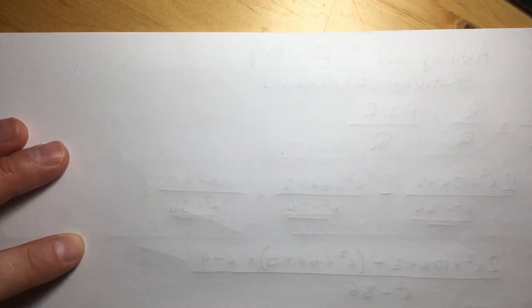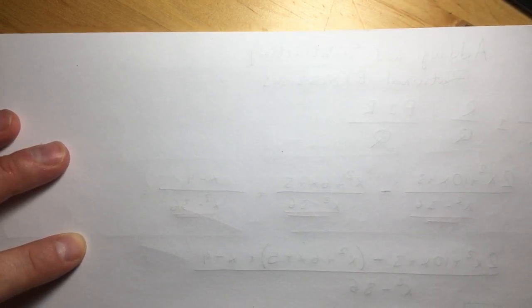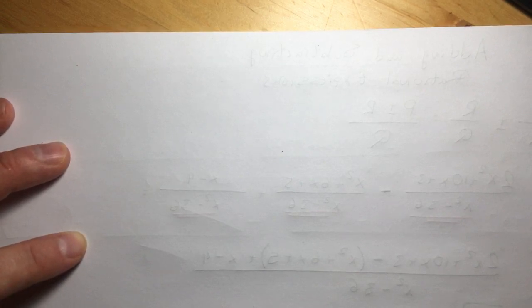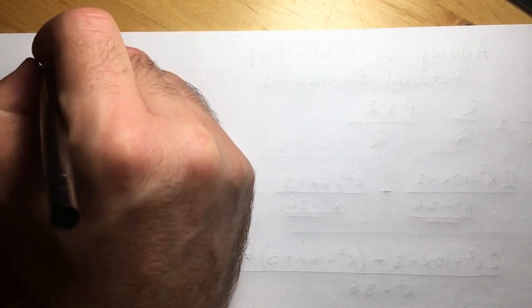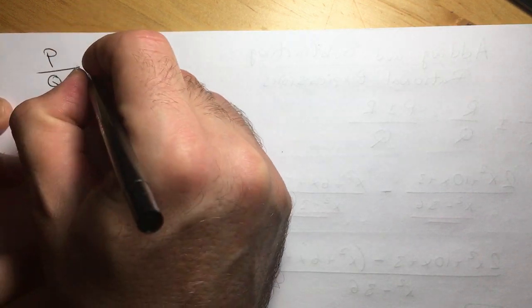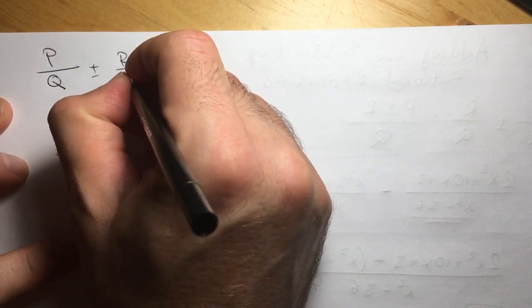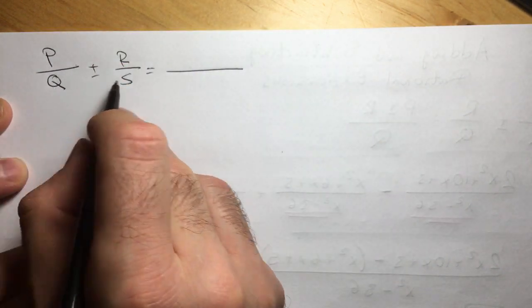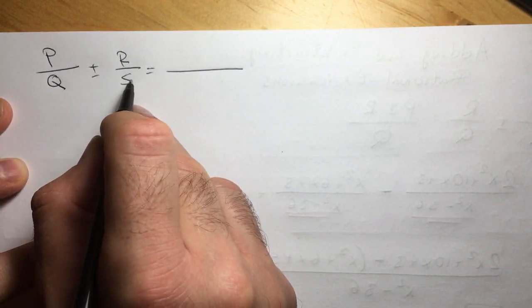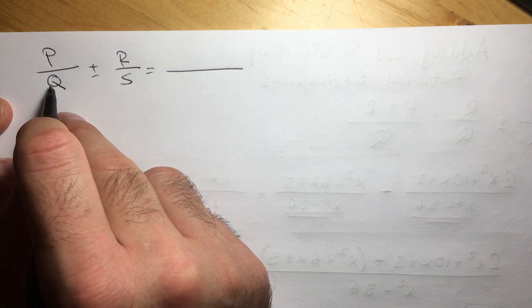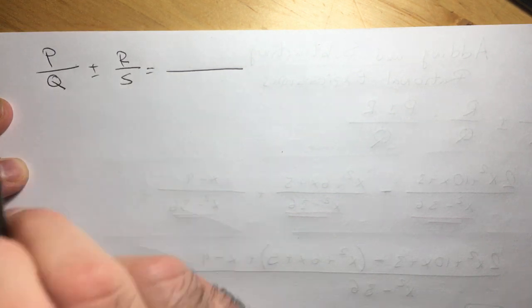So things get slightly more complicated when the denominators are not the same. In that case, we have to find the least common denominator, okay? If the denominators are relatively prime, which means they don't have common factors, for example P over Q and R over S, so if Q and S don't have common factors, then the least common denominator is going to be the product of these two.